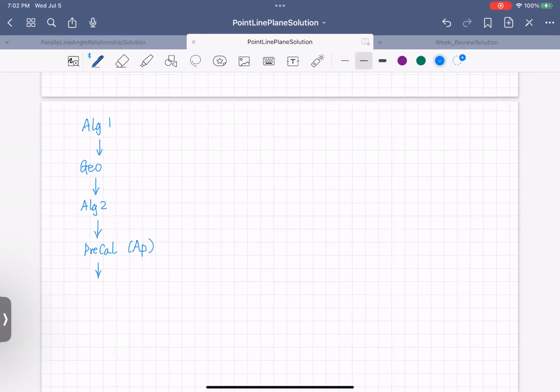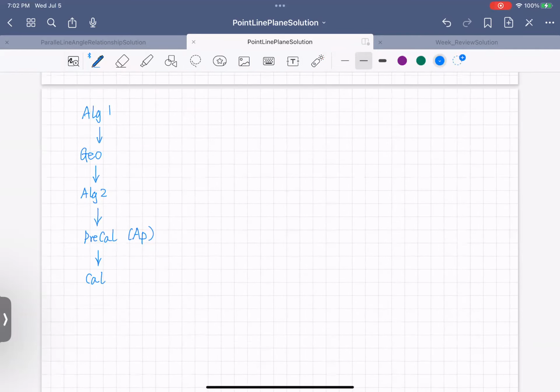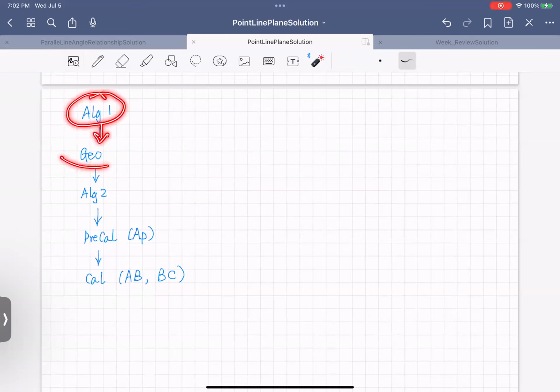After you finish pre-calculus, you will learn calculus. Calculus is also AP, but calculus has AB and BC parts. If you do the BC part, it's going to be 1 year of college credit. If you do AB, it's 0.5 credit. Okay, so we are right here. When we finish Algebra 1, we do geometry. And then we do Algebra 2.